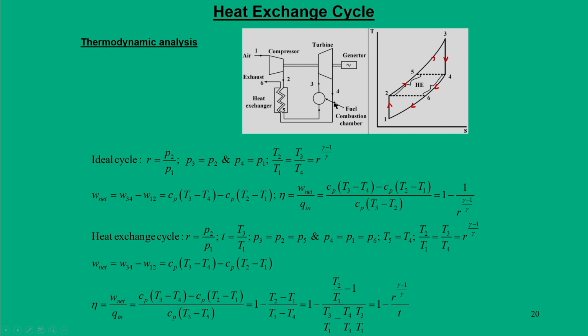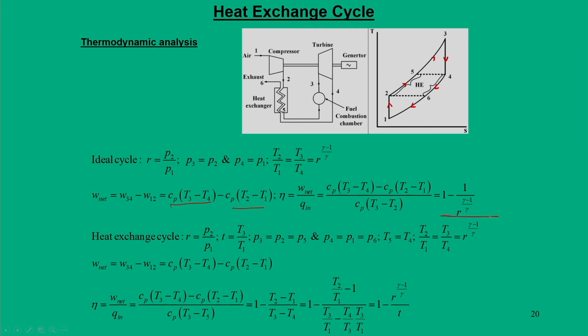And here, one thing that we want to emphasize is that when you calculate the net work, it remains the same, which is the difference between the turbine work and compressor work. Now, we are comparing in 2 aspects, one is the ideal cycle, the other is the heat exchange cycle. The ideal cycle is nothing but a simple Brayton cycle. So, we check the net work output, and also get the efficiency as a function of pressure ratio.